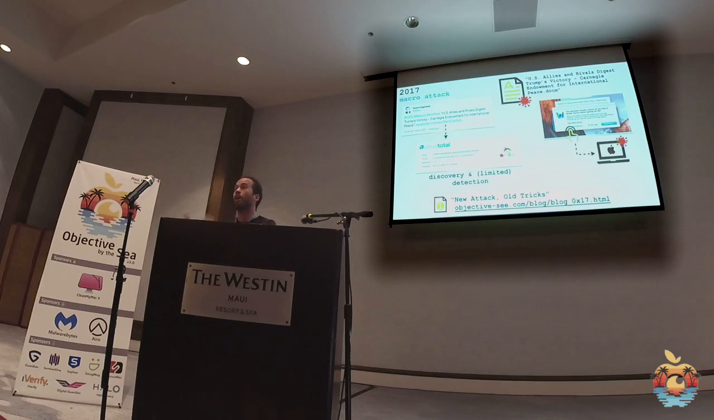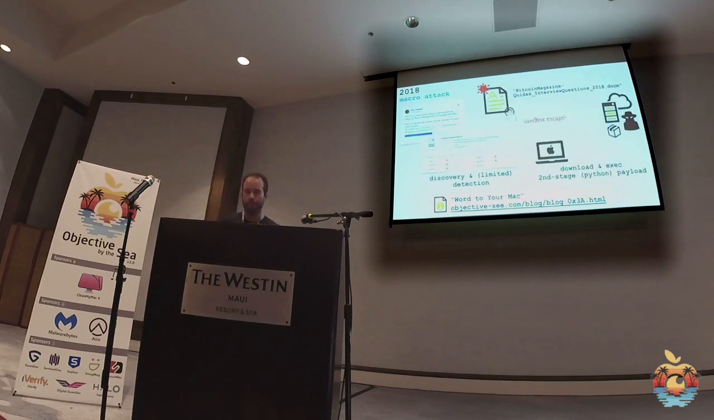And again, this was one of the first instances of a macro attack, but specifically targeting Mac users, so Microsoft Office on macOS. Moving on to 2018, we have another document. It's about Bitcoin. At the time, it was a very trendy topic. It was sent to users or those who potentially would be interested in Bitcoin to kind of get them to open that. Again, if they open the document, they would be infected.